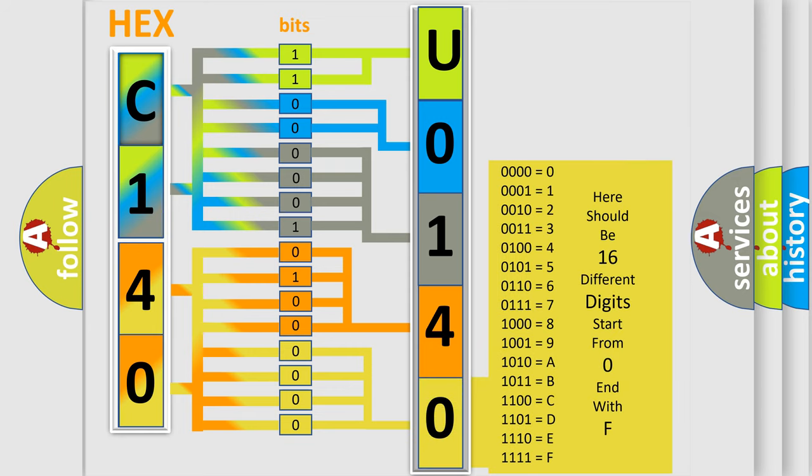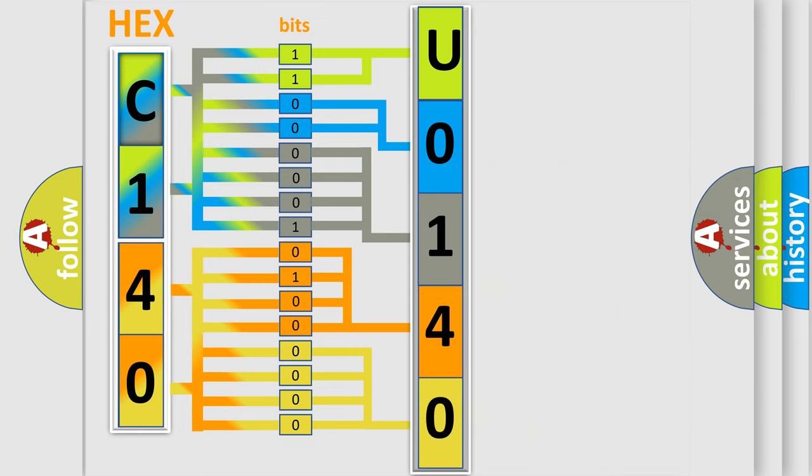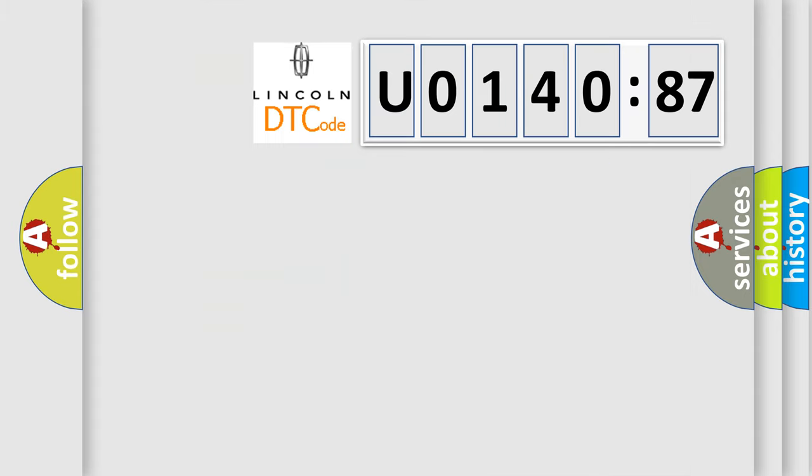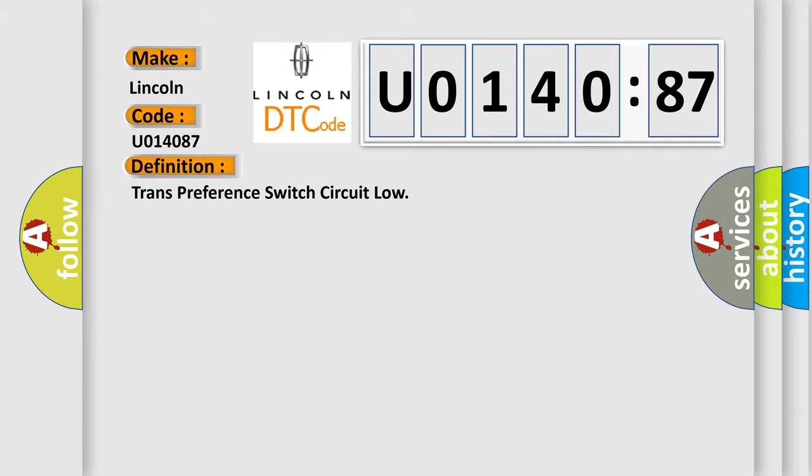We now know in what way the diagnostic tool translates the received information into a more comprehensible format. The number itself does not make sense to us if we cannot assign information to what it actually expresses. So, what does the diagnostic trouble code U0140-87 interpret specifically for Lincoln car manufacturers? The basic definition is trans preference switch circuit low.